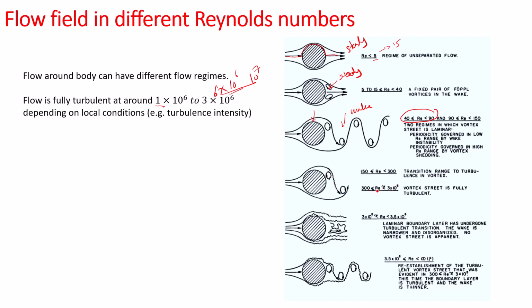But when Reynolds number is from 300 to 3 into 10 power 5, the vortex street is fully turbulent, like this one. It's smaller in size as compared to this case, but this vortex street is completely turbulent. But here the flow is still laminar in the boundary layer.